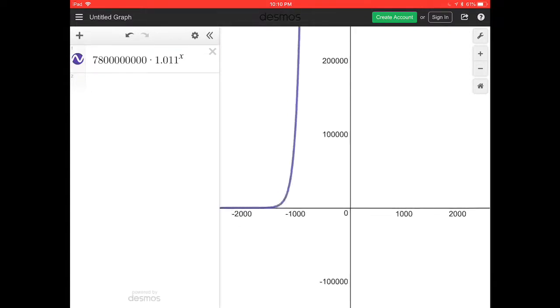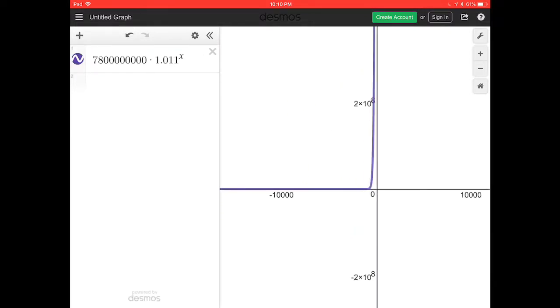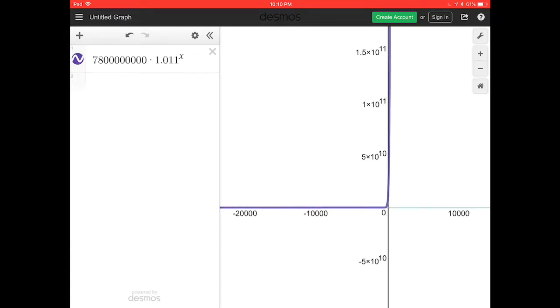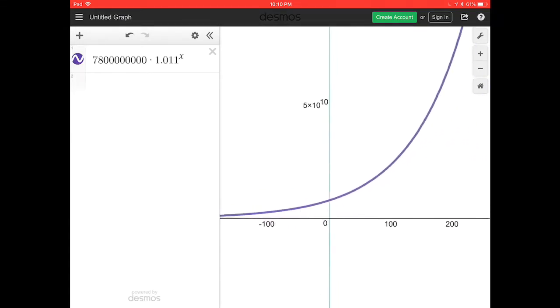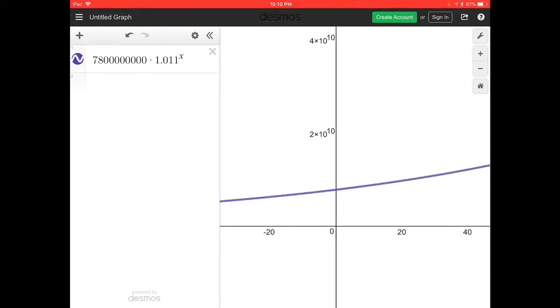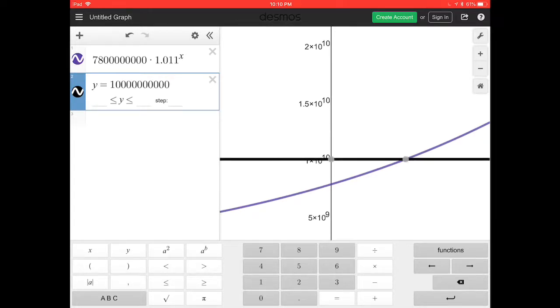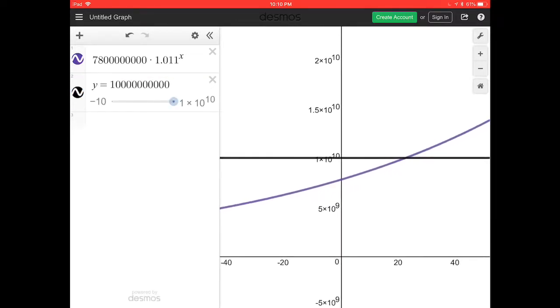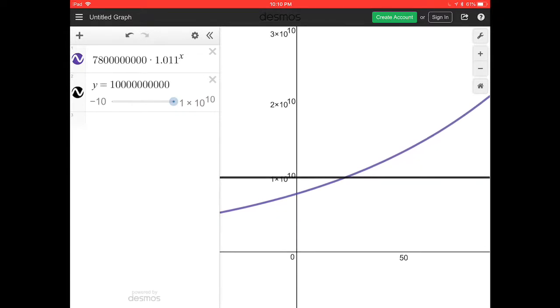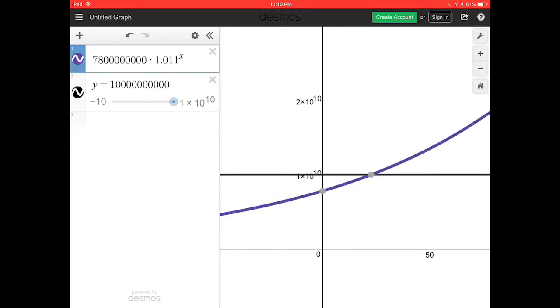Now again, we're going to have to zoom way out in order to see this. Notice how these exponential functions get big very quickly. Okay, again, I'm going to want to draw a line at y equals 10 billion. So according to this, our purple line is our exponential growth function, modeling the population of the Earth. And this line is the line that marks 10 billion people in population. So these lines intersect at 22.7 years.